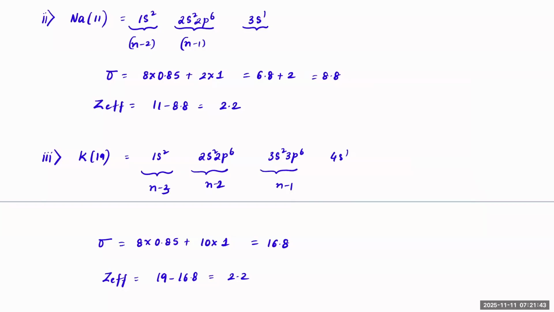So as you go down the group, the number of orbits are increasing, but the Z effective remains the same. And because Z effective is the same, they all have new orbits added. So what should happen? The size will increase.